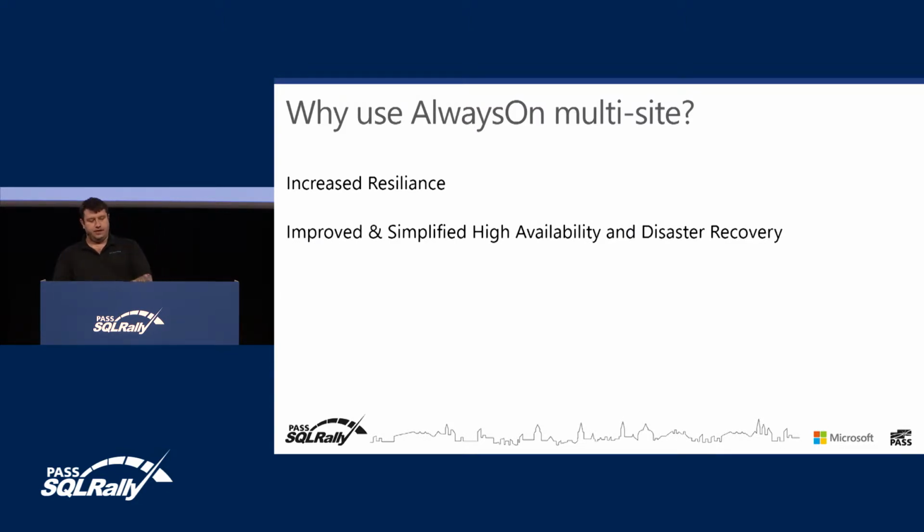Improved and simplified high availability and disaster recovery. Now, if you've got SAN level replication in the mix, yes, you need to involve the SAN team, and to a lesser or greater extent, the networking team. If you're using AlwaysOn availability groups, then that comes back to being the realm of the DBA, effectively. You've got SQL servers in the various locations, and you want to synchronize the data between them. Your responsibility.